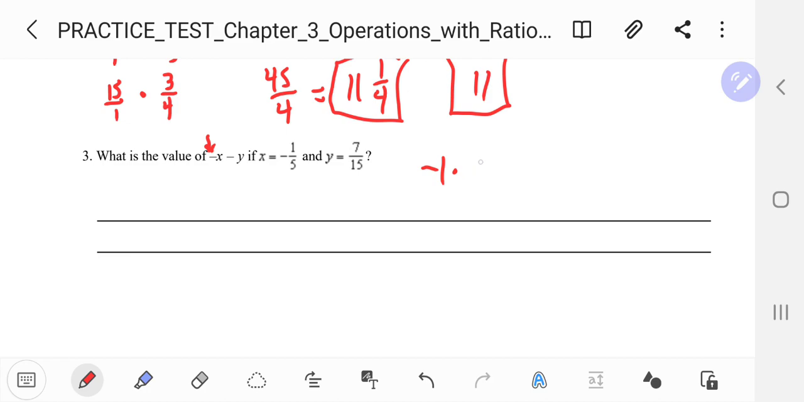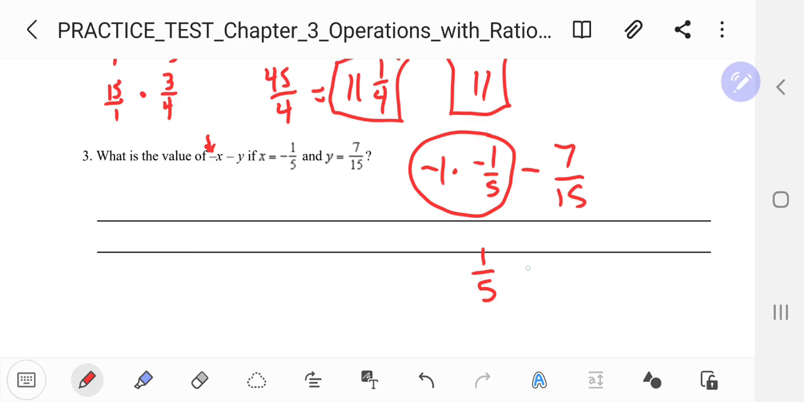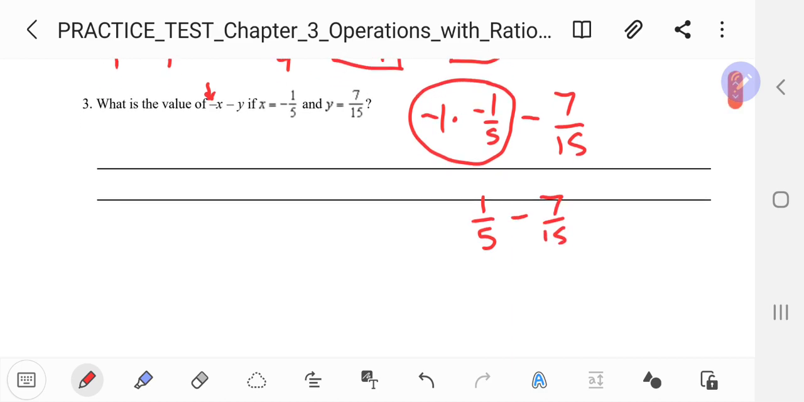So that would be -1/5. And then we're going to subtract the 7/15. All right, so this part there, a negative times a negative is a positive. So we just get 1/5 minus 7/15. To subtract or add fractions, we need common denominators. So the least common denominator would be 15, times that by 3, times that by 3.